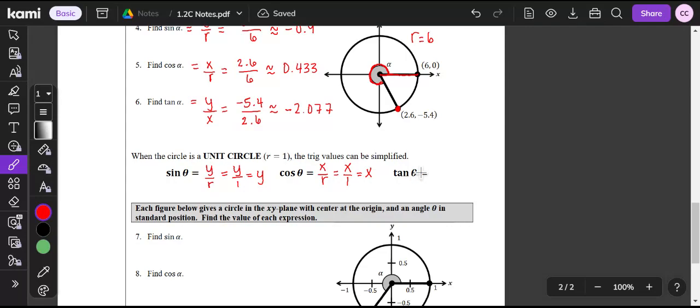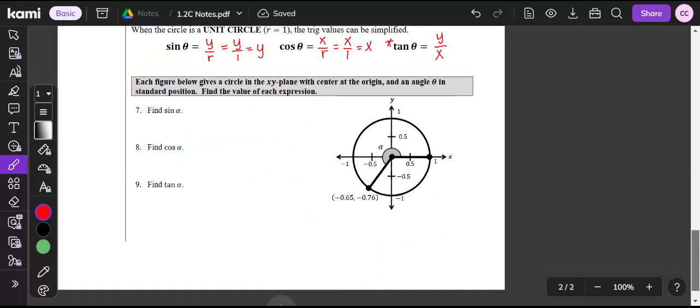And then finally, tangent can't be simplified. Tangent will always be y divided by x. It is the same on the unit circle as it is on any other circle. So I might put like a little star next to that one, just so I remember this one always stays the same.